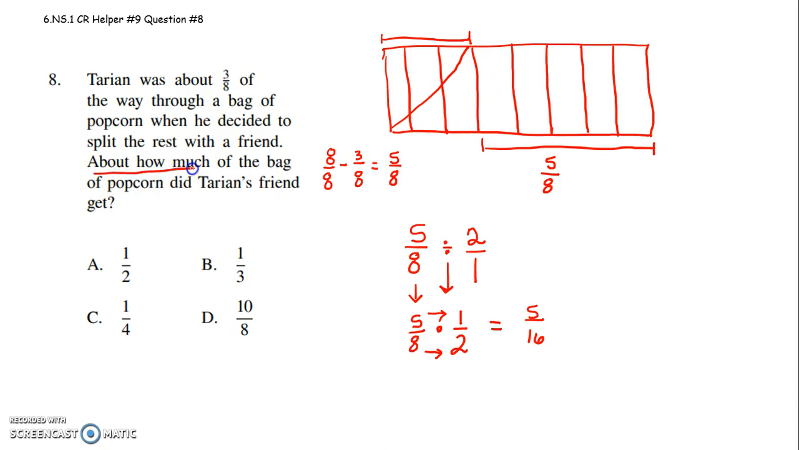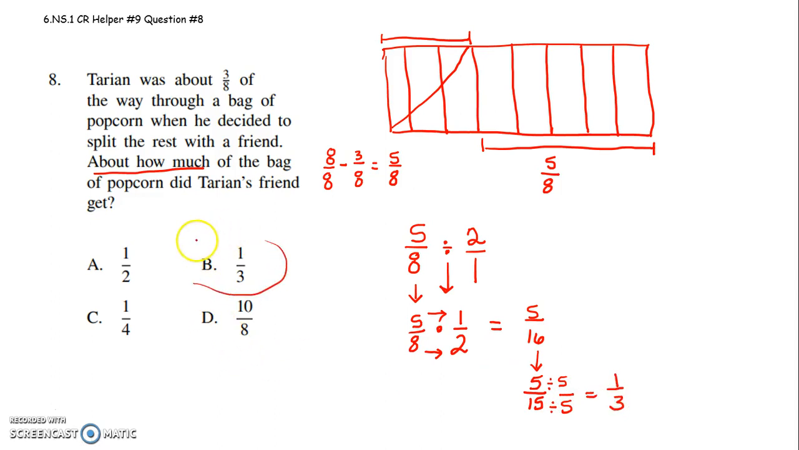But it says about how much of the bag. About how much of the bag? Well, instead of 5/16, let's turn this into a fraction that we can easily simplify. Let's just say that's really about 5/15. 5 out of 16 is pretty close to 5 out of 15. So if I simply change that denominator so it's a number that can easily be divided by 5, at that point I can simplify it. Divide top and bottom by 5, and we'll get 1/3.